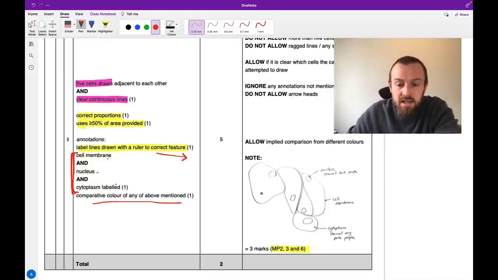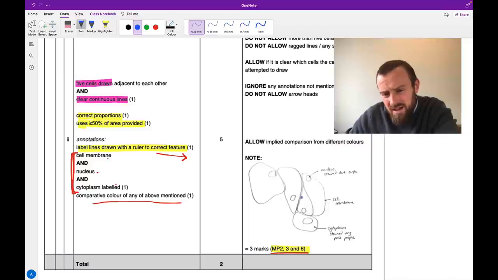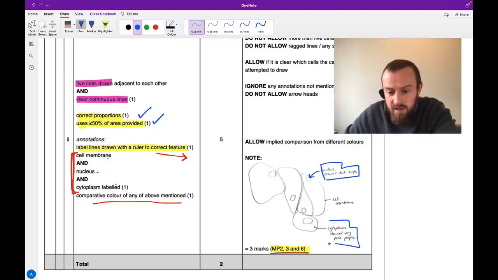So let's pinch in down here and look at this example that the examiner's given. So this here gets mark points 2, 3, and 6. So which marks does this person get? Clear continuous lines, they haven't been given it because they're a little bit, I guess, faded in places. Correct proportions, yes. You can tell that there are five cells that have accurately been drawn. 3, 50% of area, yes. Now label lines, no, because look, they're these little curvy arrows. That's no good. And 6, they have talked about nucleus stain, dark purple, and cytoplasm stain, very pale purple.